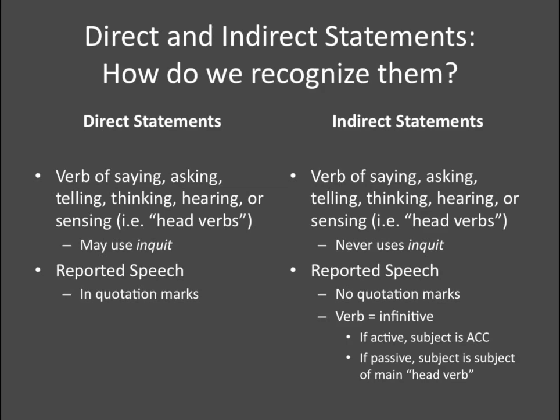If the head verb is active, Latin must supply the subject of the infinitive, and this subject is in the accusative. This use of the accusative is called the accusative subject of the infinitive in indirect statement. If the head verb is passive, there is no accusative subject of the infinitive, because the subject of the head verb is understood to be the subject of the infinitive. To clarify this, let's look at two examples.